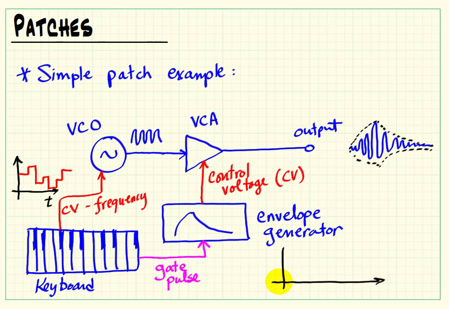The envelope generator then can interpret this gate signal to say if a key has just been pressed, say when the gate goes active, that can be used as a trigger point to start the envelope generator producing its control voltage for the VCA. So again, that leading edge of the gate will oftentimes serve as the trigger for the envelope generator.